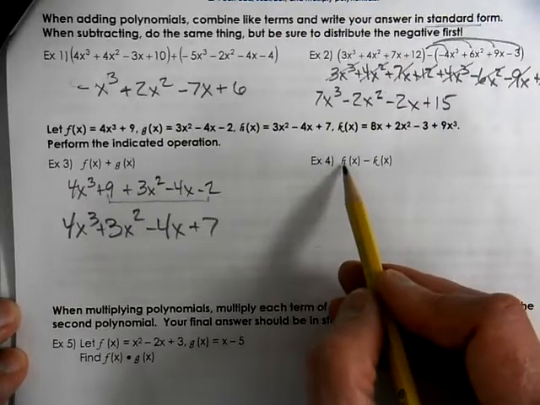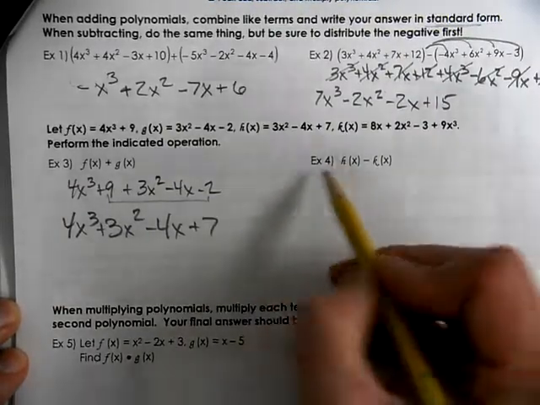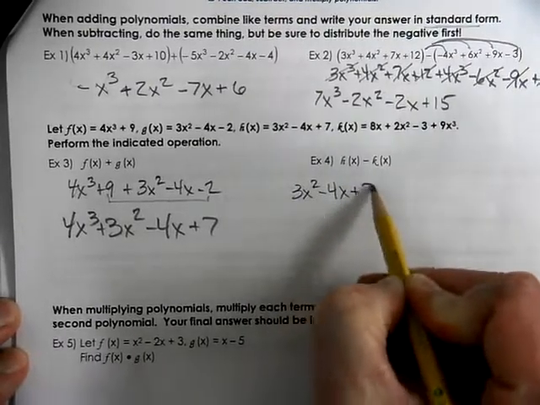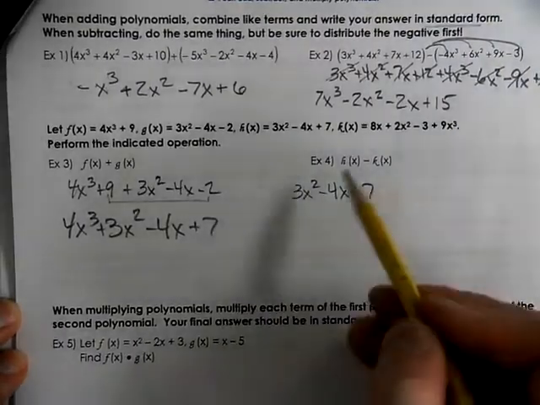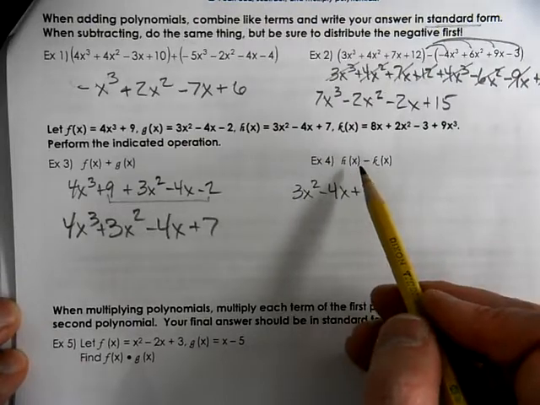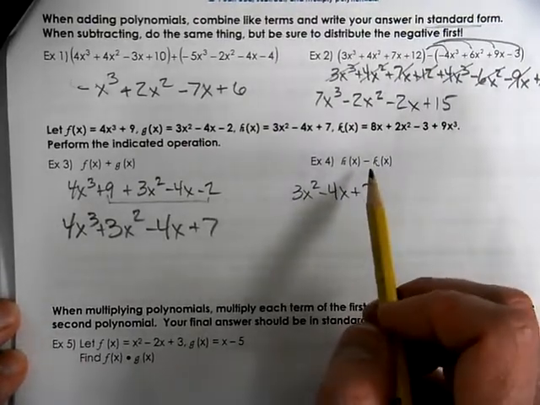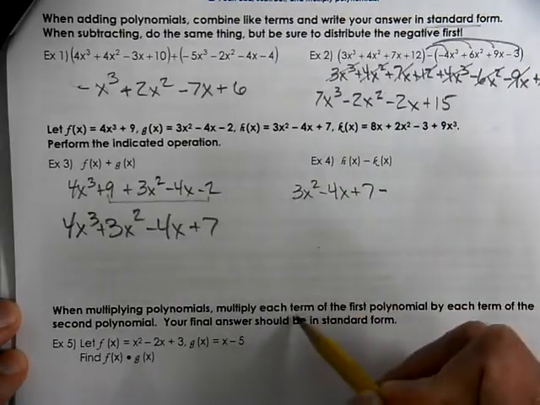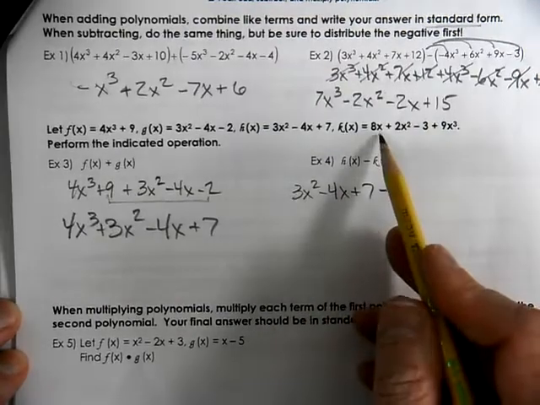Here we're looking for h of x. H of x is 3x squared minus 4x plus 7. And we're going to subtract. Now you should be more attentive when you see subtraction. Subtraction is going to be a tougher problem. More people get it wrong.